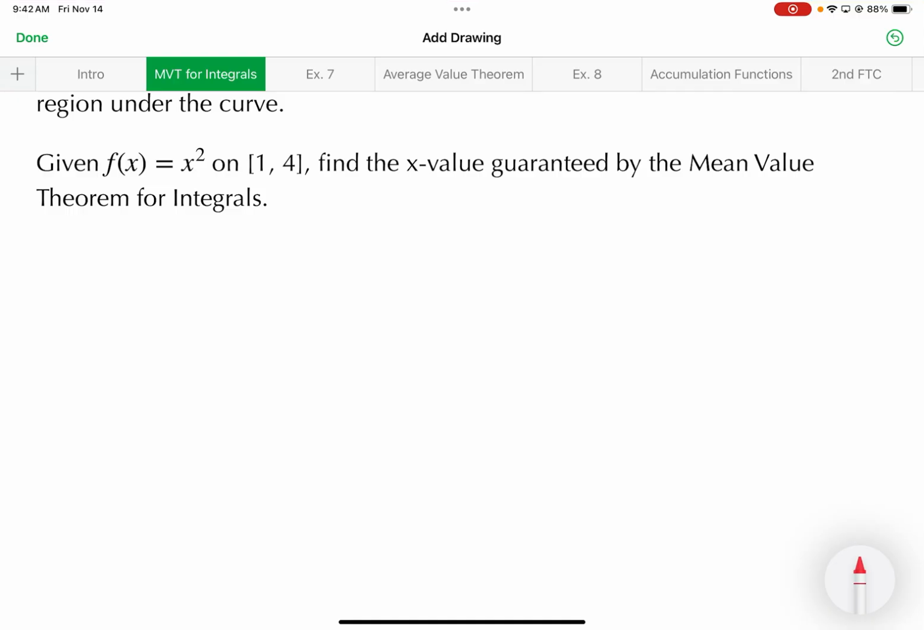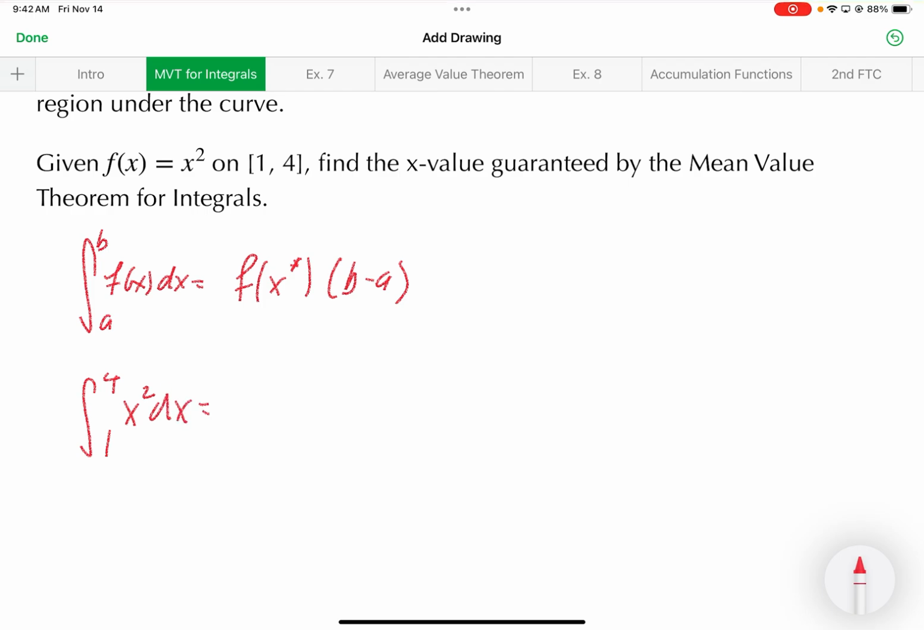This process, I feel like, will be very natural for you guys because we just need to take our definite integral of our function on the interval that they give us. So we're going to do the integral. I'm going to state it real quick. Integral a to b of f of x dx is equal to f of x star times b minus a. Plug in what we have. Integral from 1 to 4 of x squared dx is equal to, I'm going to leave this as f of x star for now. But then b minus a, we can plug that in to get 4 minus 1.